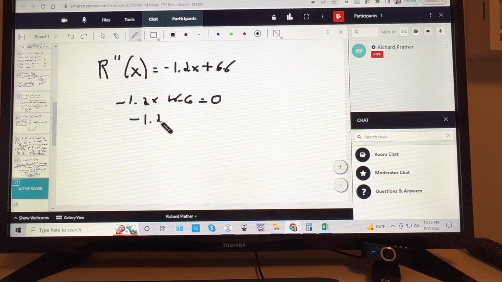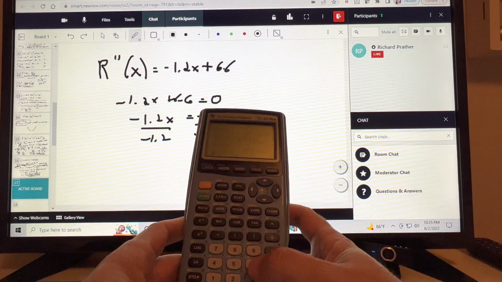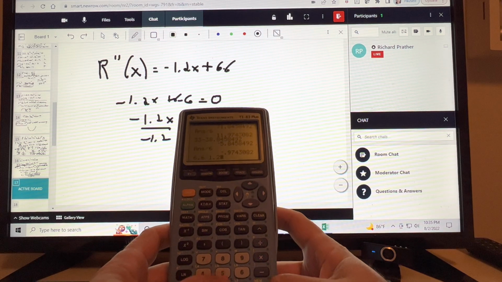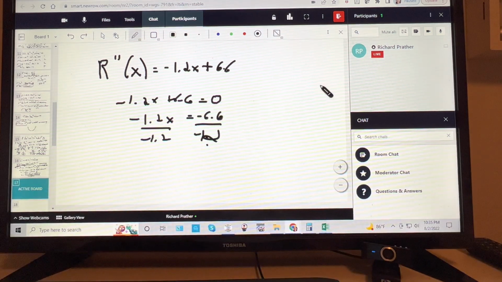So negative 1.2x equals negative 6.6. Divide by negative 1.2. So that is 5.5 exactly. So 5.5 may be a point of inflection, which would be a point of diminishing returns here.